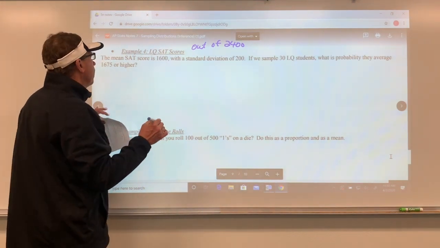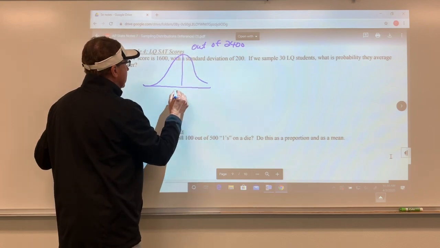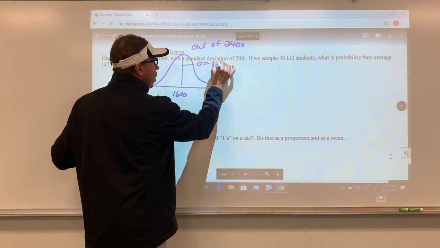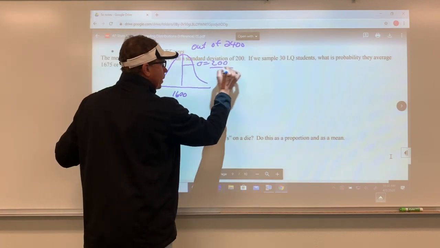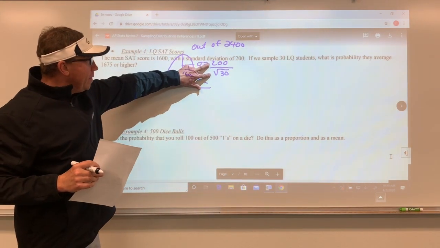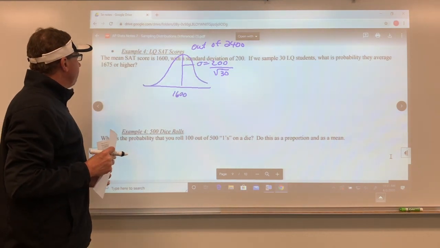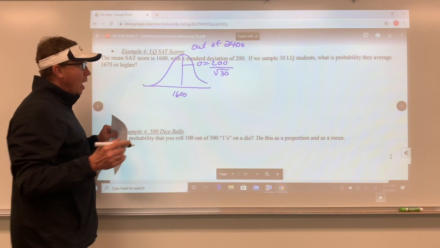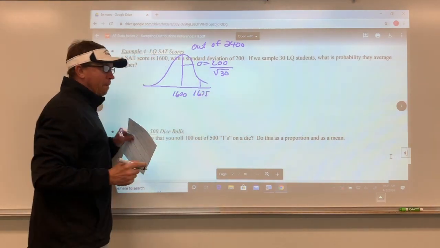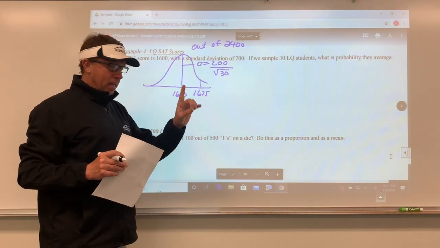No problem, okay? So I'm going to write the average right in the middle. This is 1,600. The standard deviation is 200, and there's 30 students. So sets of 30 students will have this particular deviation, okay? What is the probability they average 1675 or higher? I'm not sure where 1675 is out here, but I've got a feeling it's going to be pretty hard to get 30 students to average this randomly when it should be this.